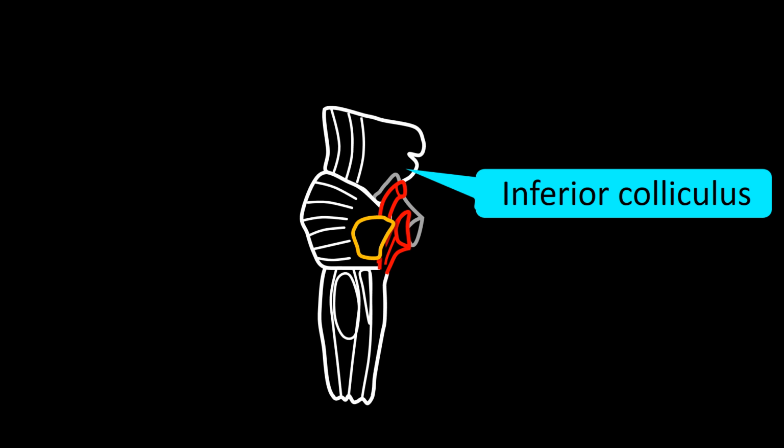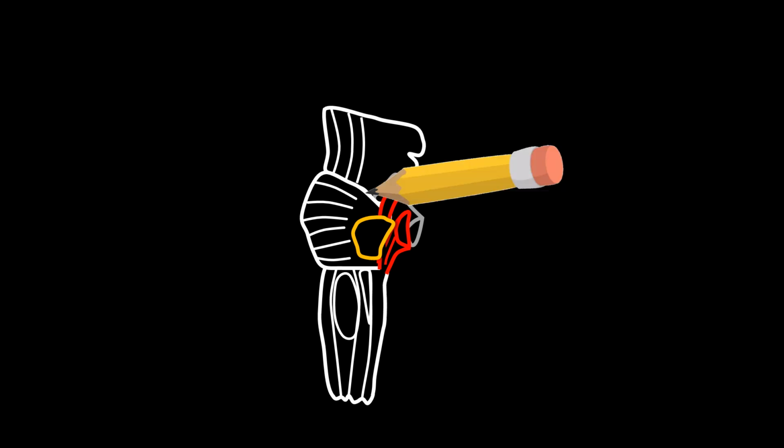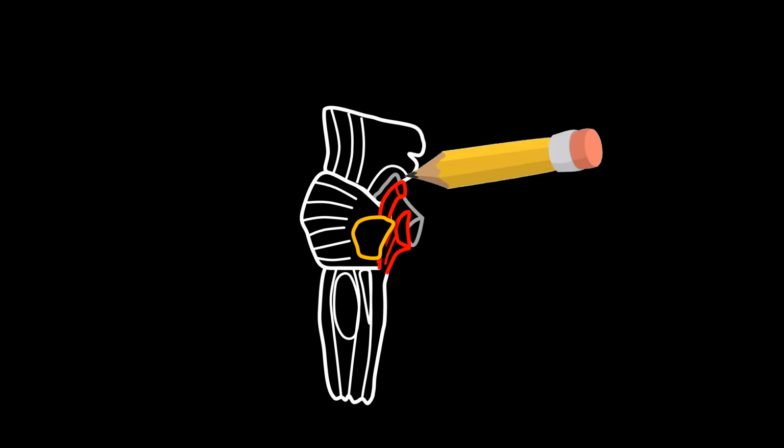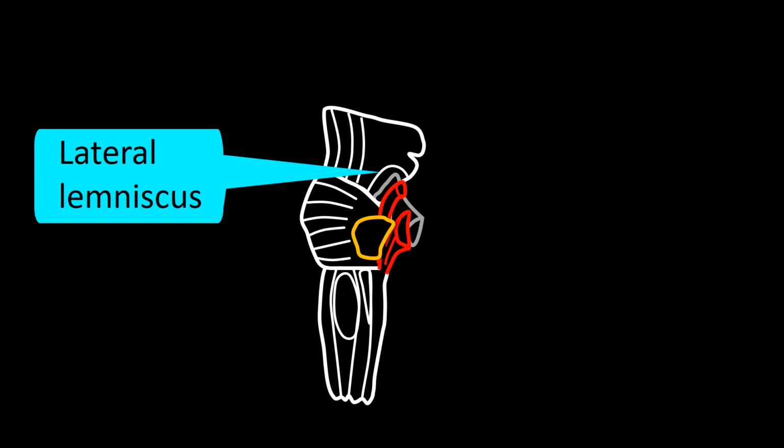The inferior bump is the inferior colliculus. Now go to the lower dorsal area of the lower midbrain as indicated by the pencil. Draw a line going up and curve it towards the inferior colliculus. This line represents the lateral lemniscus.